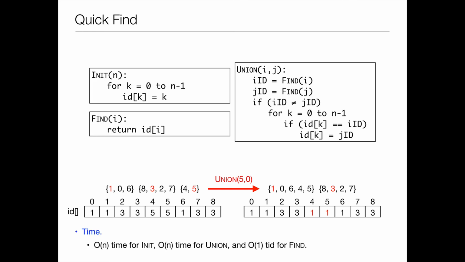So quick find is straightforward to implement, and here is the full pseudocode. You should spend some time thinking about why this implements the operations we just described. We immediately have that the init operation takes linear time, the union operation also takes linear time, and find takes constant time.